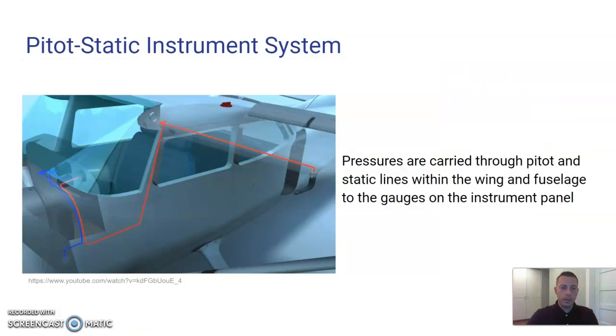This is what the plumbing looks like. It's a good picture, so I wanted to share it with you. But the pressure is carried through the pitot and static lines, through the wing and the fuselage to this plumbing. So this is the pitot tube that we're talking about. And this is all the plumbing that it goes through, all the way to the gauge. And you can see, top left-hand panel, that's your airspeed indicator. And that's the only gauge that goes to. We have our static source right here, which is plumbed to each gauge individually.